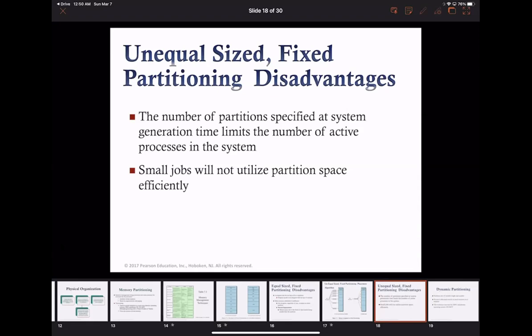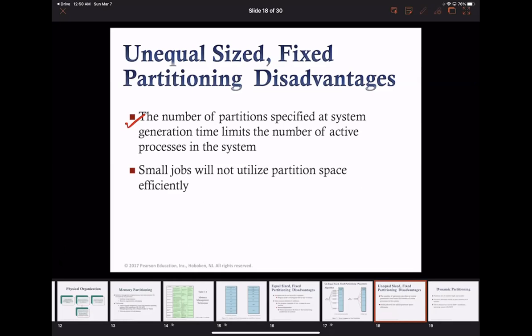The first one, the number of partitions specified at system generation time would limit the number of active processes in the system. Also, because partition sizes are preset at the system generation time, small jobs will not utilize partition space efficiently, and this will cause internal fragmentation. In some environments where the main storage requirement of all jobs is known beforehand, this may be reasonable, but this is not happening in most cases. And actually, it is an inefficient technique.